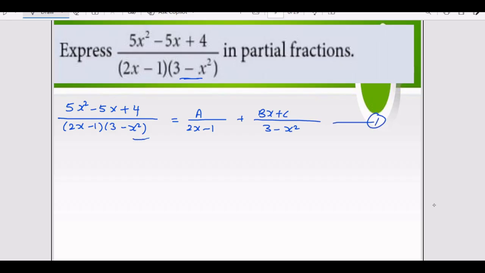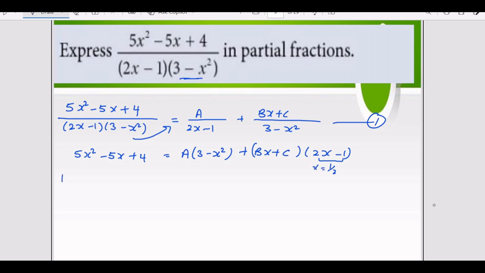Now we will multiply the denominators on the other side. So I got here 5x² − 5x + 4 equals a times (3 − x²), since this factor is going to get cancelled, plus (bx + c) times the other factor, (2x − 1). To find this, we can eliminate one of the terms. If I put x equal to 1/2, this is going to become 0. So let's say x is equal to 1/2, what will happen?